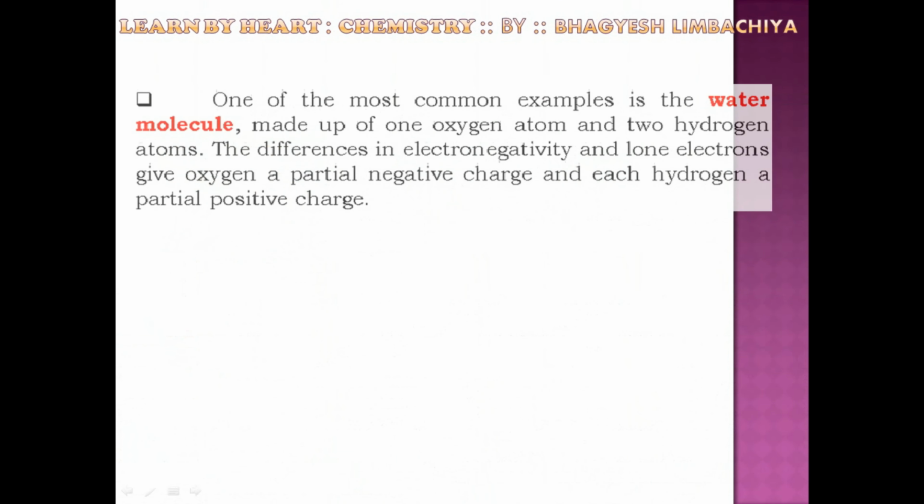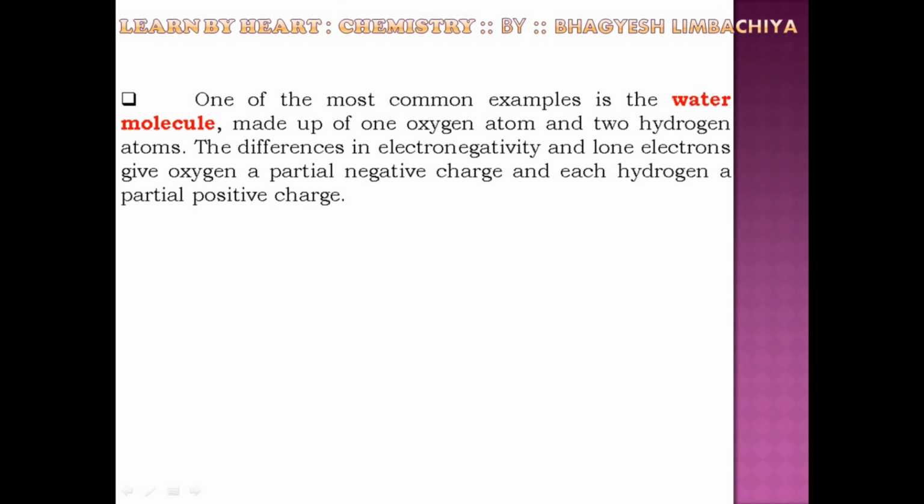See, one of the most common examples is the water molecule, which is made up of one oxygen atom and two hydrogen atoms. The differences in the electronegativity and the lone electrons give the oxygen a partial negative charge and each hydrogen a partial positive charge.